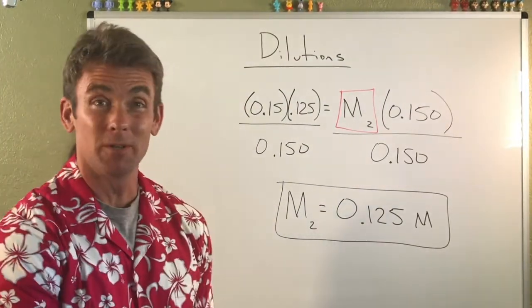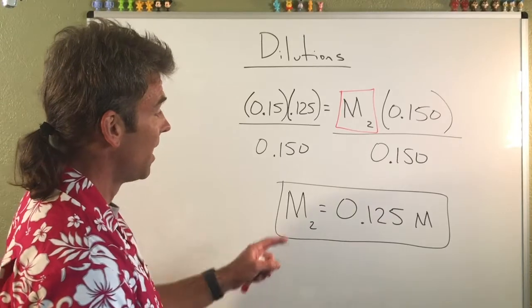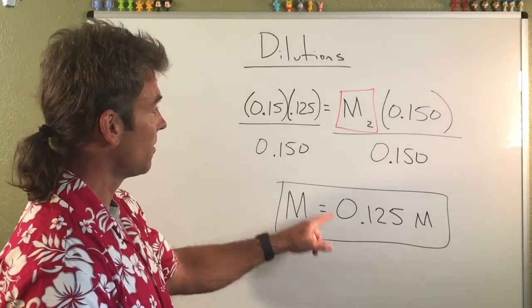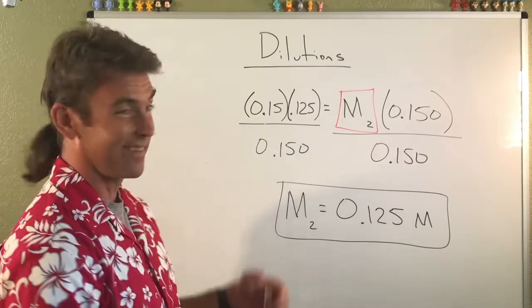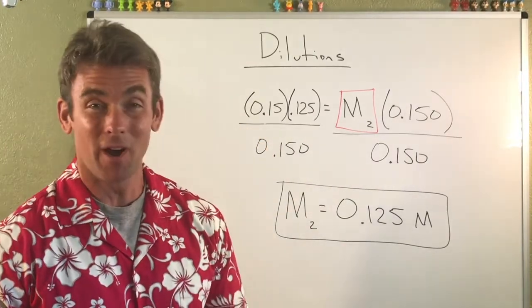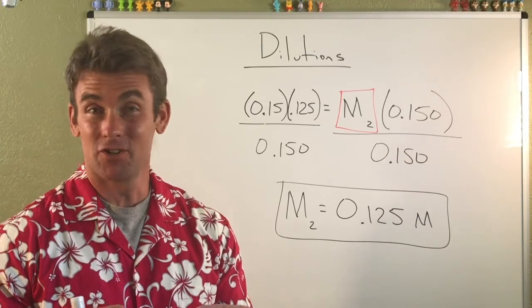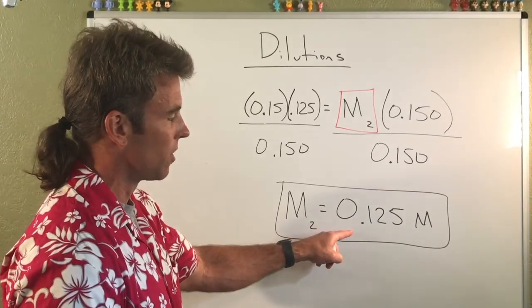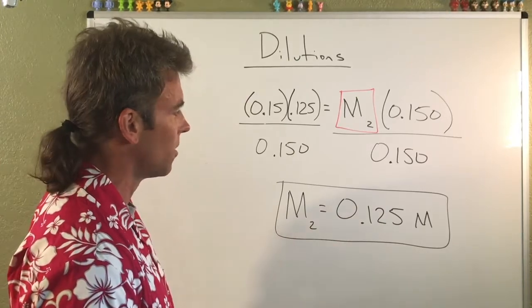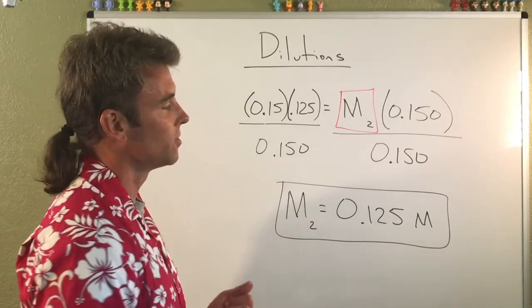As always, we want to sniff our value here to make sure that it makes sense, right? We started off with something that was 0.15 molar. We added essentially a tiny amount of water, so the concentration should have gone down a little bit, but certainly not a whole bunch. And in fact, we do notice that it did indeed go down. So that's how we do dilution calculations.